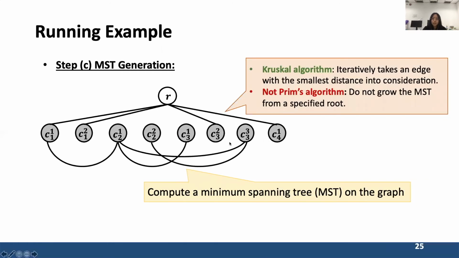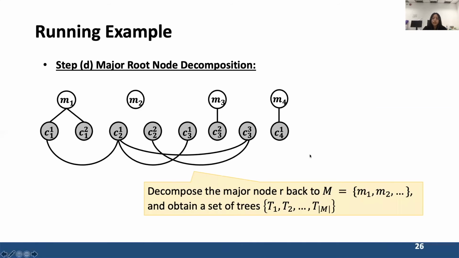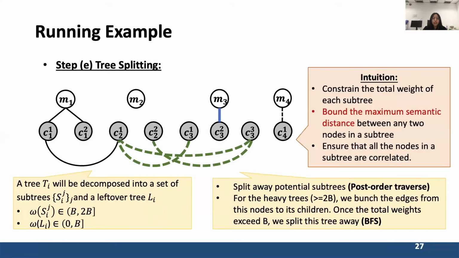Next, we compute a minimum spanning tree on the graph after pruning. Specifically, we apply the Kruskal algorithm, which iteratively takes the edge with the smallest distance into consideration. We do not use the Prim algorithm since we do not grow the MST from a specified root. Then we decompose the major root R back to a set of mention nodes and obtain a set of trees. In the next step, we split each tree into a set of subtrees, and the iteration is to constrain the total weight of these subtrees so as to bound the maximum semantic distance between any pair of nodes within a subtree. In this way, we ensure that all the nodes in the subtrees are correlated.